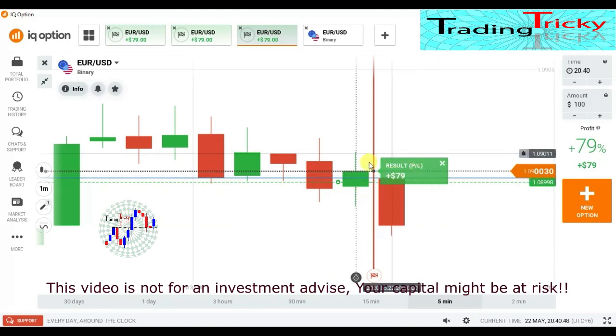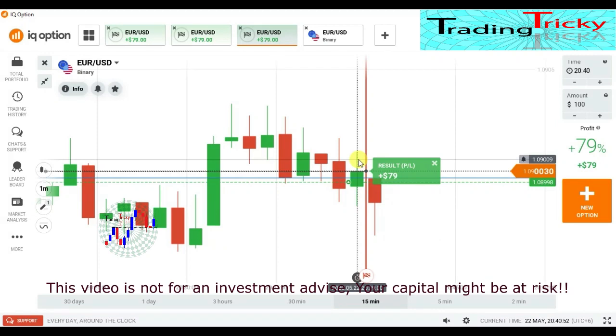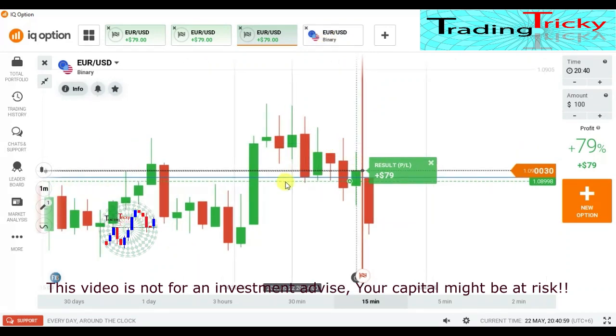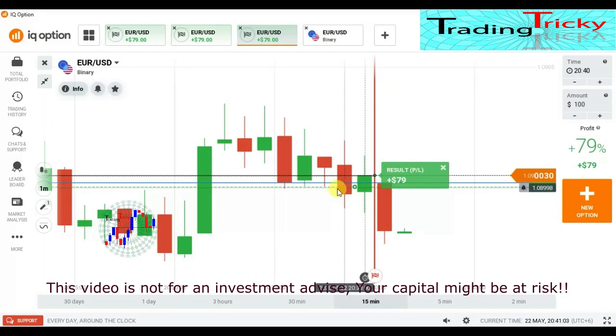So this is one of the 20%. This is actually luck for me. Otherwise I would not win this trade. So I hope you understand what I'm talking about. See, there are only a few pips, only 2 or 3 pips, but 2 or 3 pips can change the market direction.